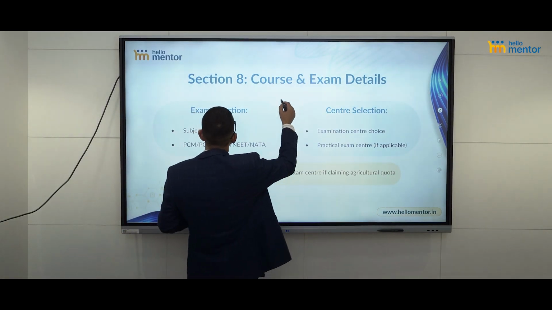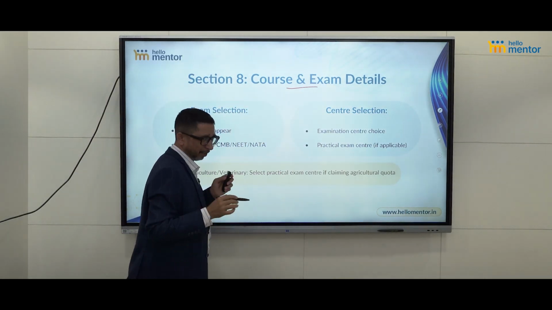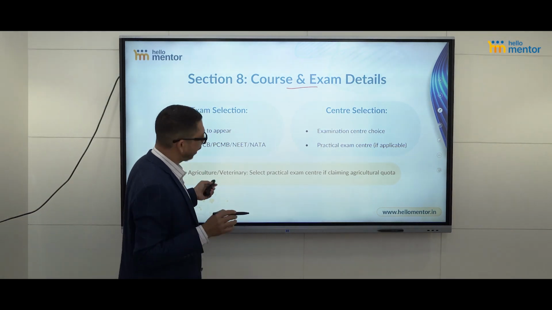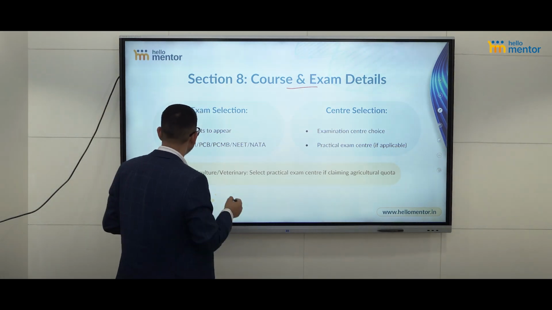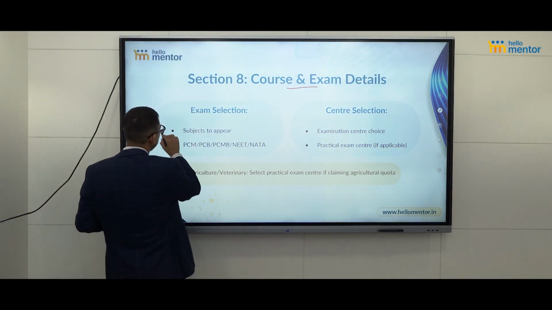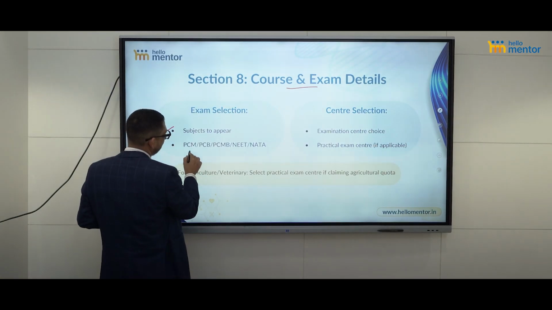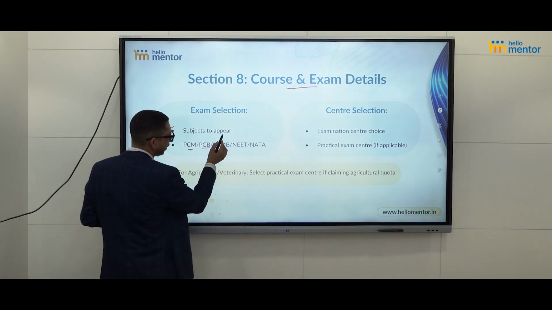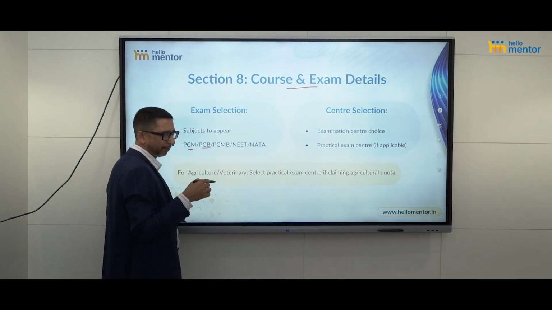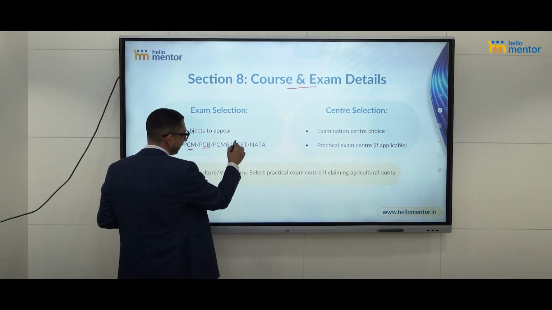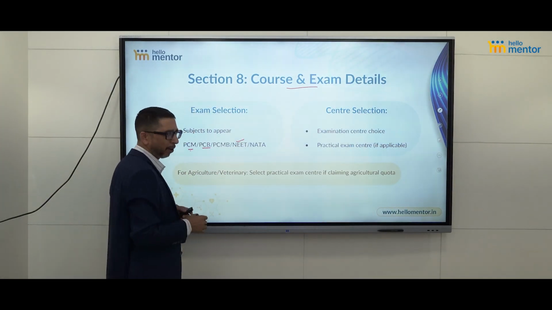Okay, course and exam details: you have to mention which combination you have and which exams you are going for. Like subjects to appear, which are the subjects you are going to write the exam for. Whether your combination is PCM, PCB, they will have radio buttons. You can select it from that. Suppose you are going for NEET. Can you go for all the multiple options?